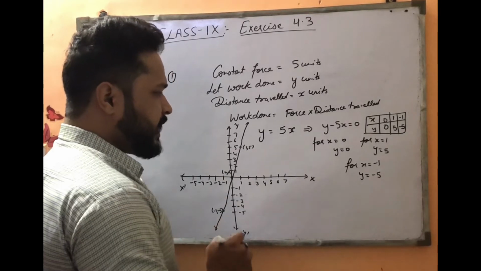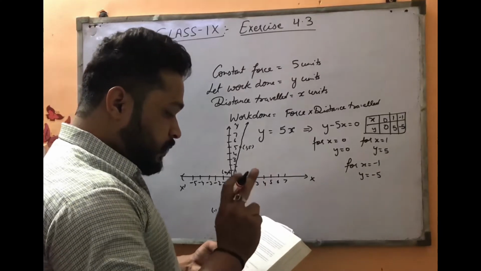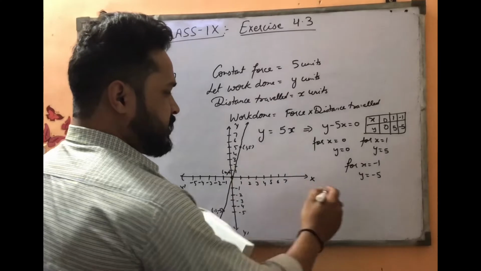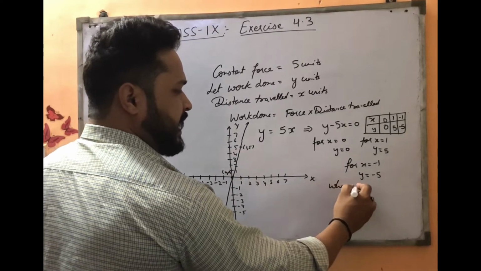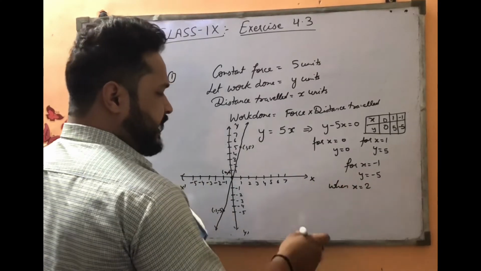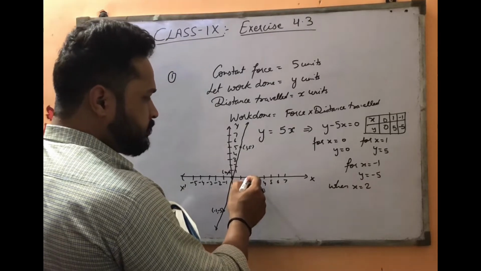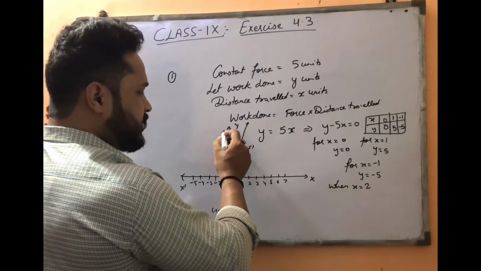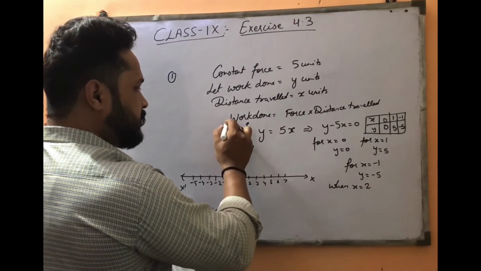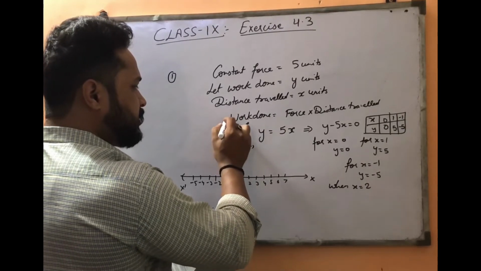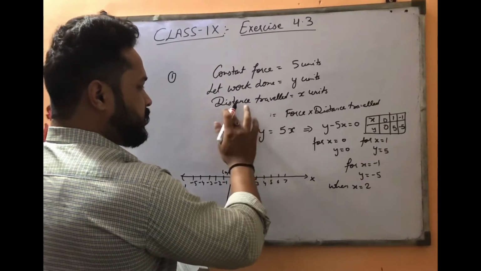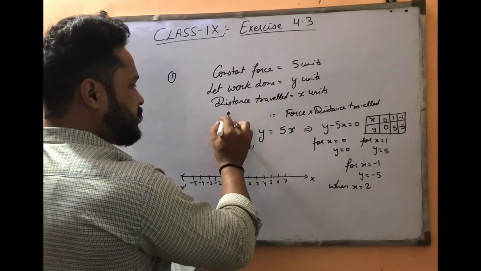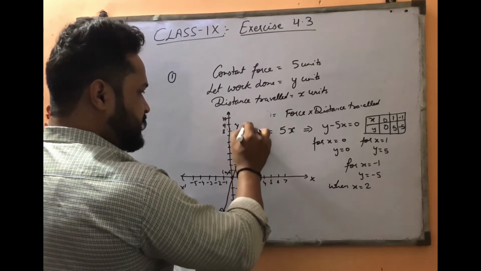Now we want to check when the distance traveled, that means x, is equal to 2, then what is the value of y? This is 8, 9, this is 10. So the graph at x equals 2 is like this.